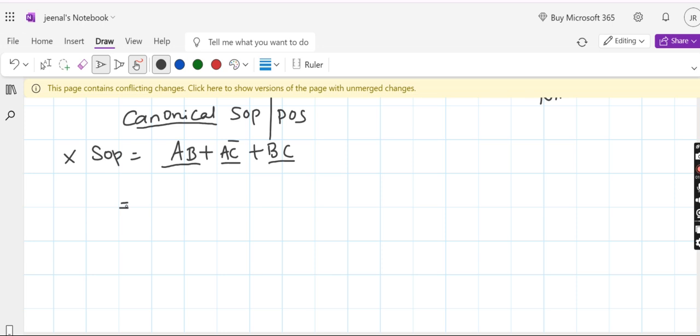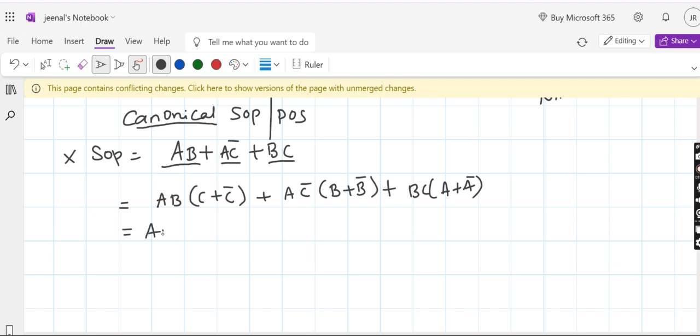It is very simple. You first need to check what variable is not available. So for the first one, C is not available and hence we will multiply this with C plus C bar. As we all know, C plus C bar is 1, and when you multiply with 1, AB still remains AB, which means we are not changing the meaning of the equation. Similarly, for this, we have AC bar, B is missing, so I will multiply this with B plus B bar. And in the third one, I have BC, I will multiply this with A plus A bar.